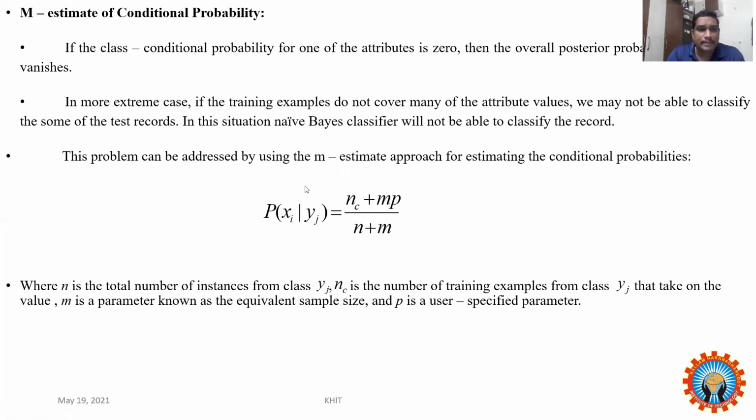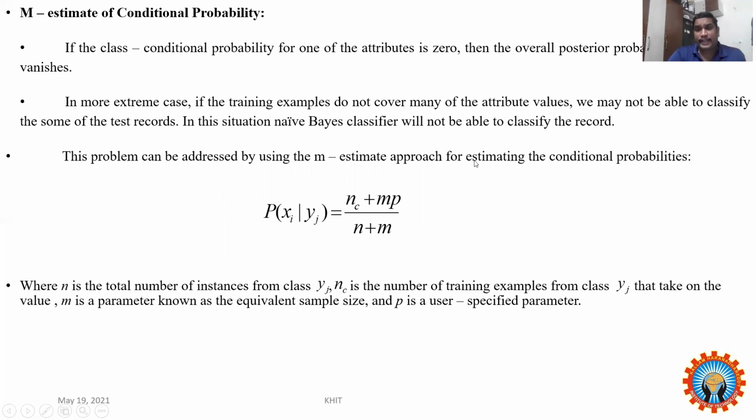In a more extreme case, if the training examples do not cover many of the attribute values, we may not be able to classify some of the test records. If you have 4 or 5 values, we may not be able to classify particular test records. In this situation, the Naive Bayes classifier will not be able to classify the record.